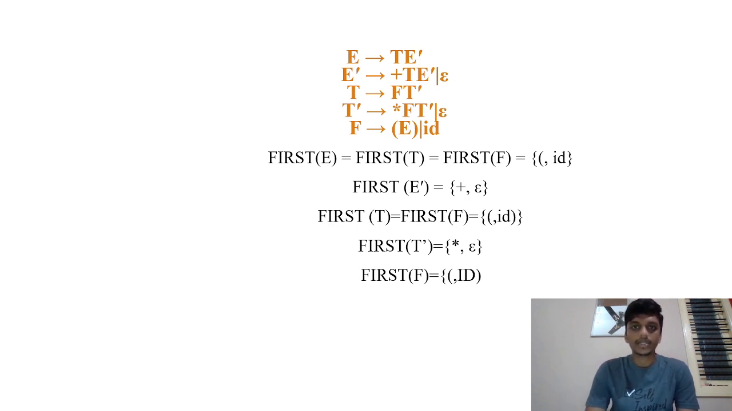Now for the second production, first of E dash is plus and epsilon, because we have two productions in this also. Now for first of T, we again have the non-terminal F, so first of F is open parenthesis and ID. Then first of T dash is star and epsilon. And lastly, first of F is open parenthesis and ID.